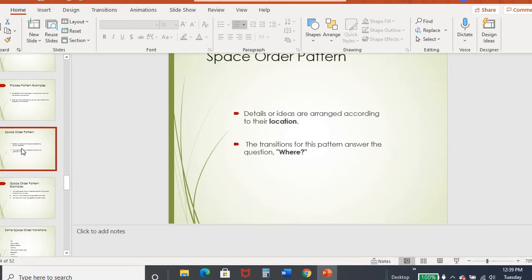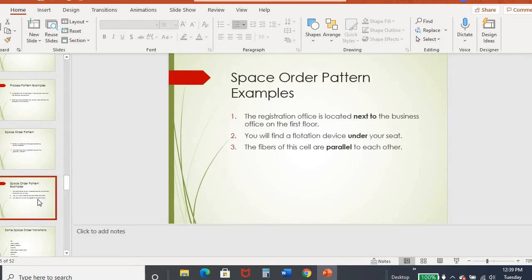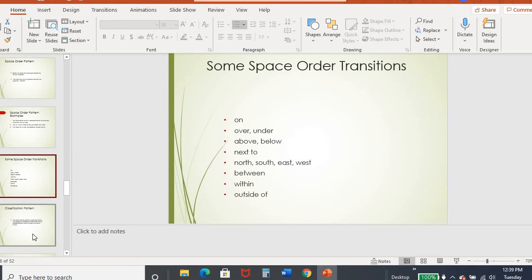Okay, keep moving here. Space order, I'm not talking about outer space, talking about like a physical location. Answers the question where. Where is something located? So it's going to tell you the details of where that is. So here are some examples. The office is next to the business office. You will find a flotation device under your seat. The fibers are parallel. So words like over, under, left, right, up, down, north, south, between, outside, inside, those are all spatial order because they're showing you where something is located.